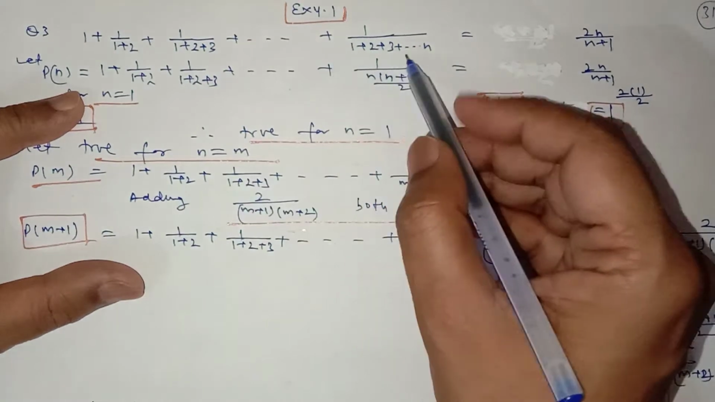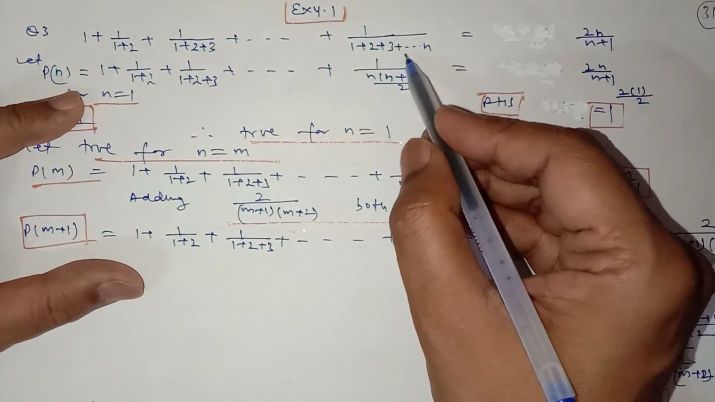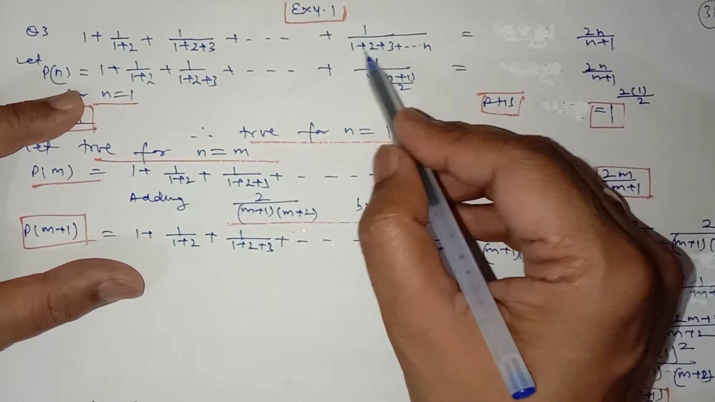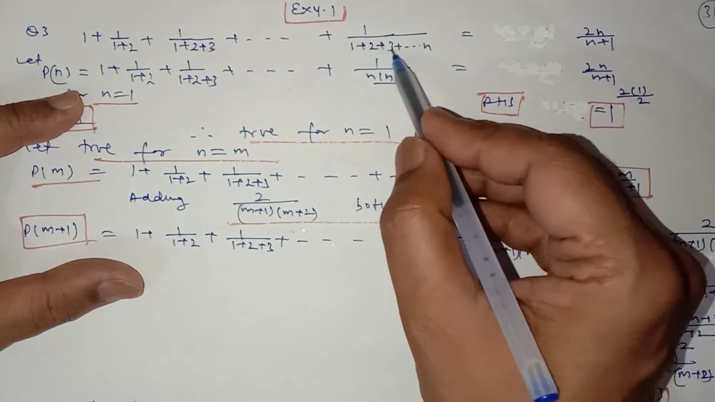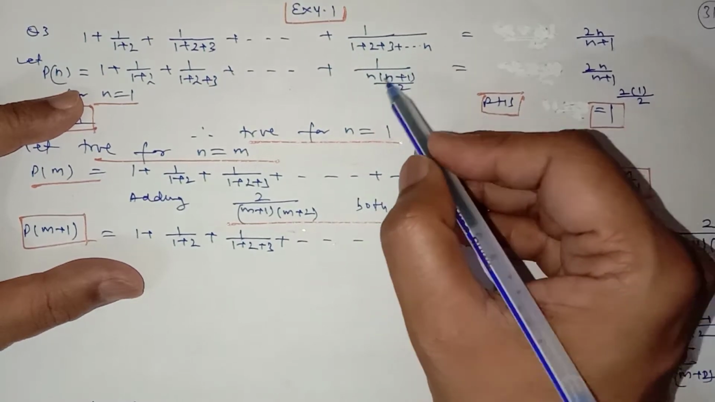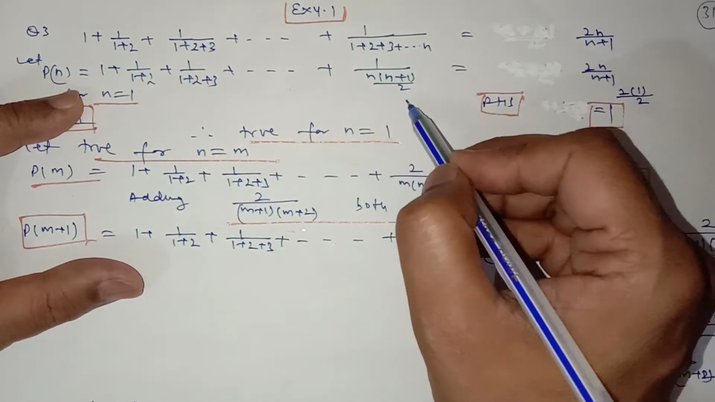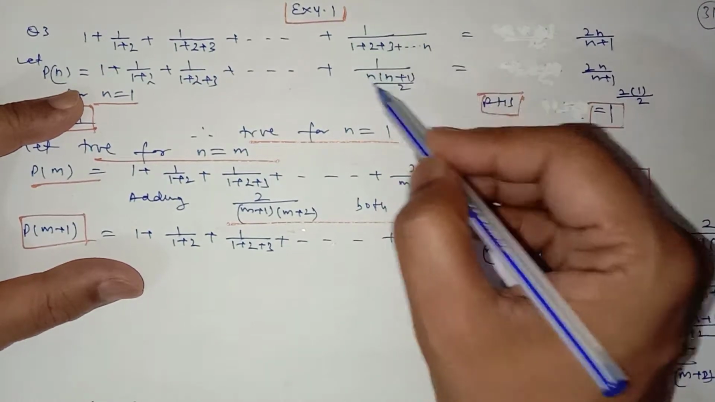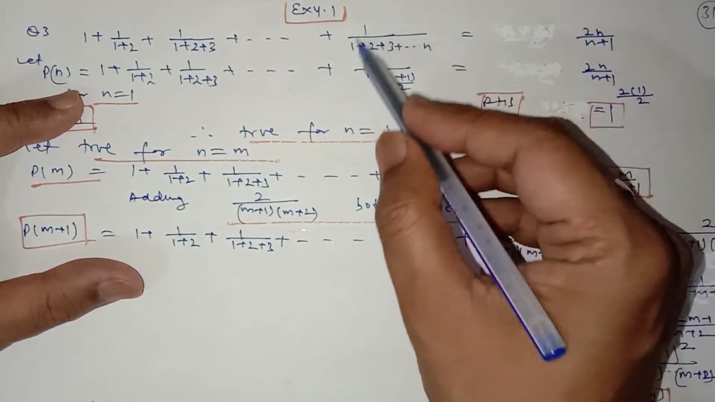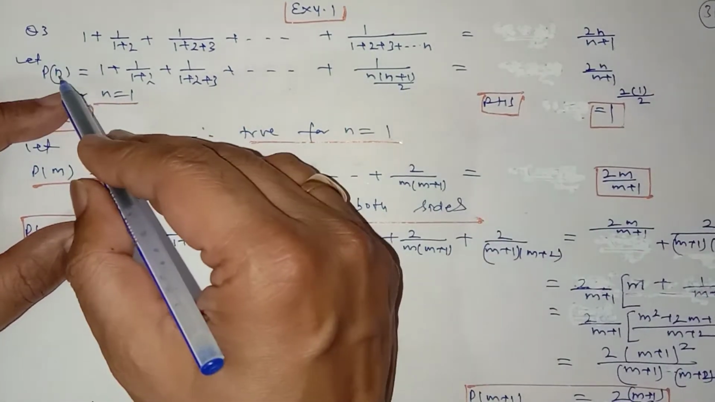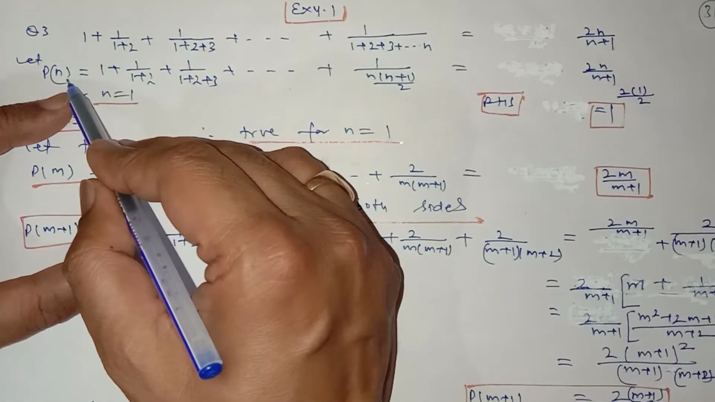In this question, you have to do one or two steps more, because in the last term we don't have the sum of these numbers, that is 1 plus 2 plus 3 up to n. You know that the sum of natural numbers up to n is equal to n(n plus 1) upon 2, and for this you can write 2 upon n(n plus 1). So one step you have to do more in this question, because the last term is not given in the simplified form. So as usual, you let that this is equal to Pn.